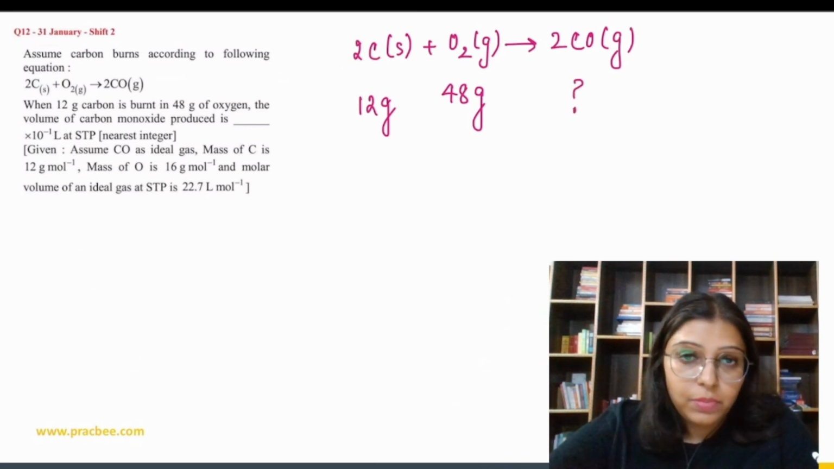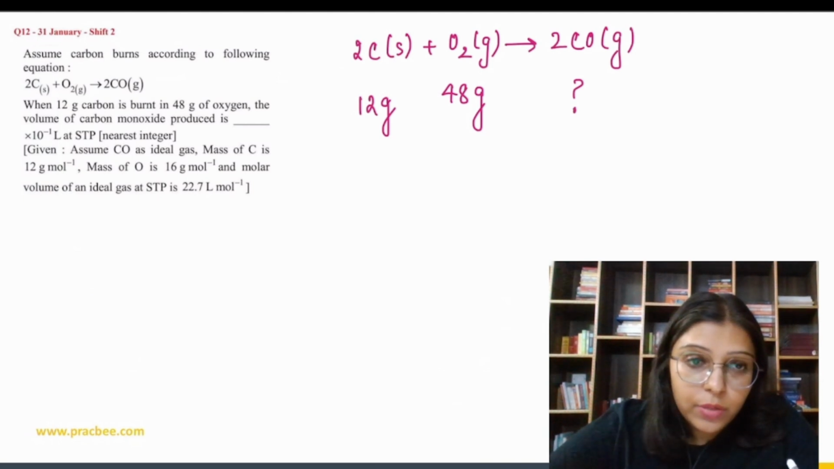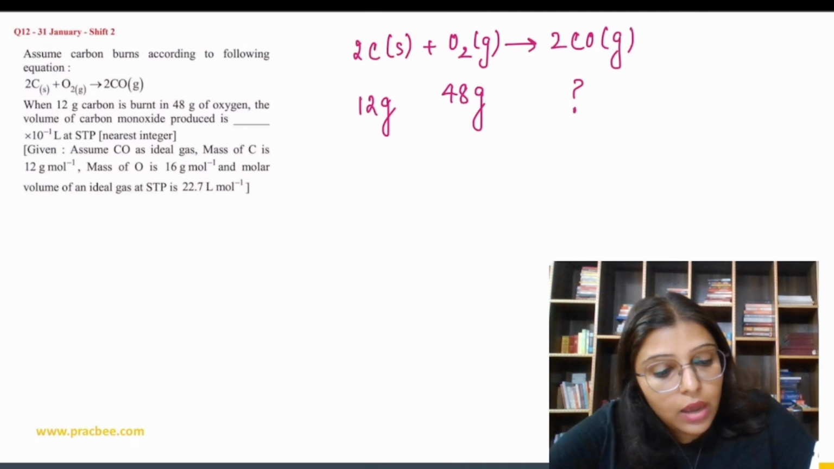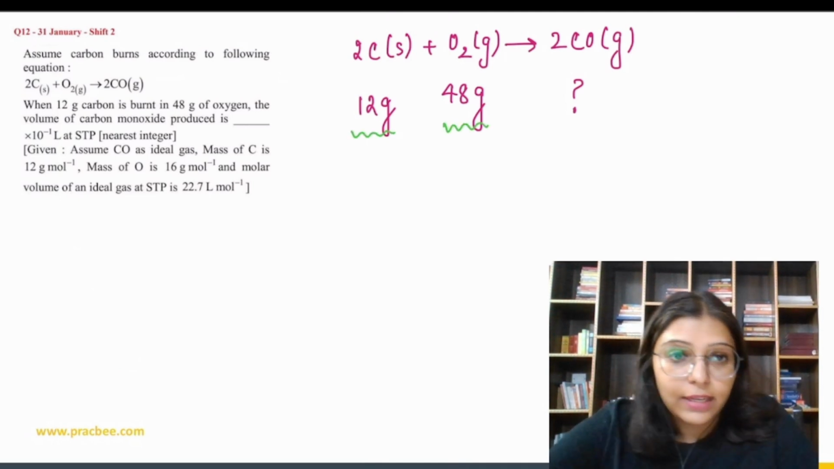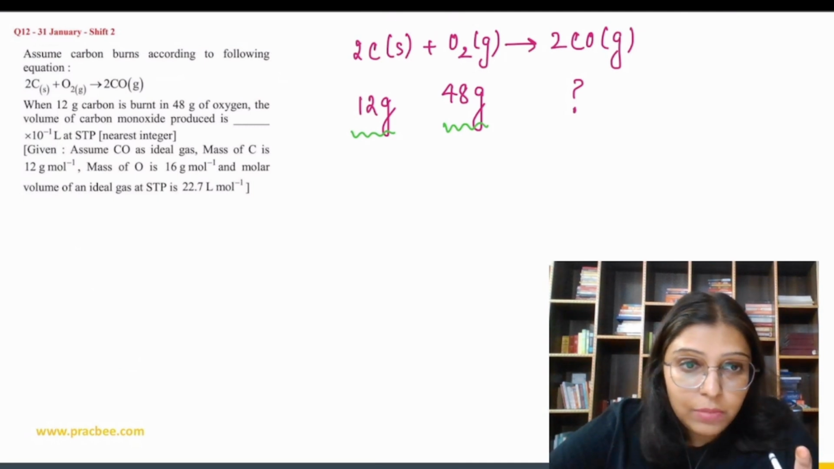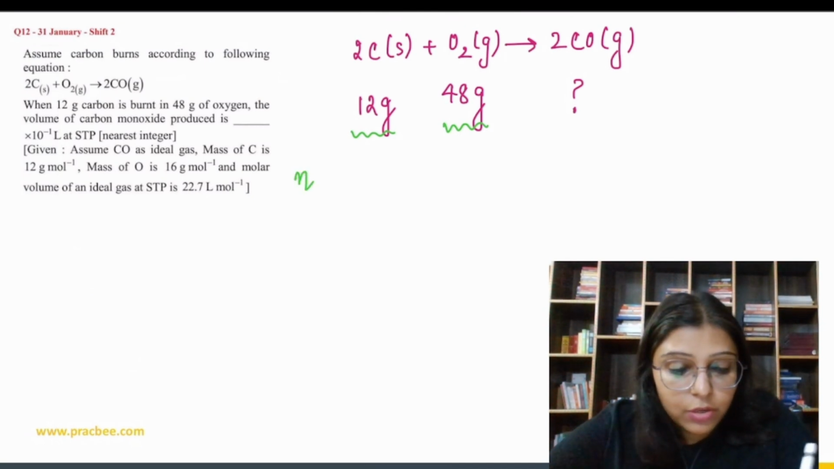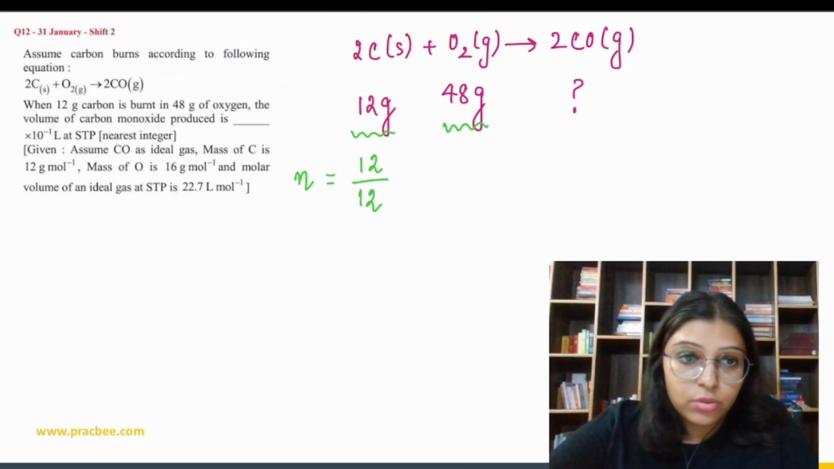is at STP. So it means in order to find out the volume of carbon monoxide, first we have to calculate the number of moles of carbon monoxide. Now, as you can see over here, the amounts of both reactants are given to us. It means the first step is to find out the limiting reagent. In order to find out the limiting reagent, first we calculate the number of moles. So the number of moles of carbon is going to be given mass of carbon, which is 12, divided by molar mass of carbon, which is also 12. So here mole is equal to 1 mole.